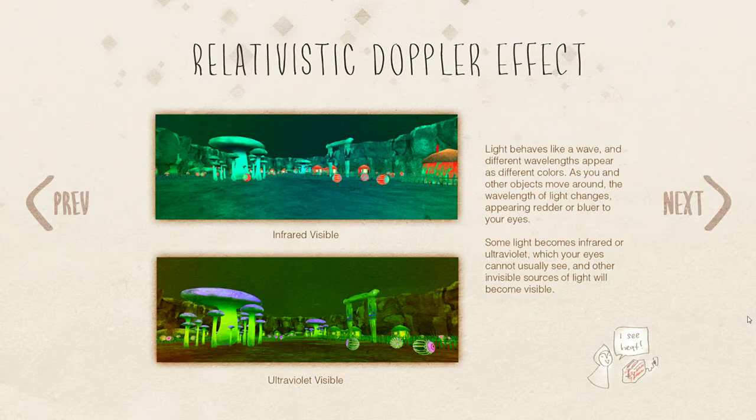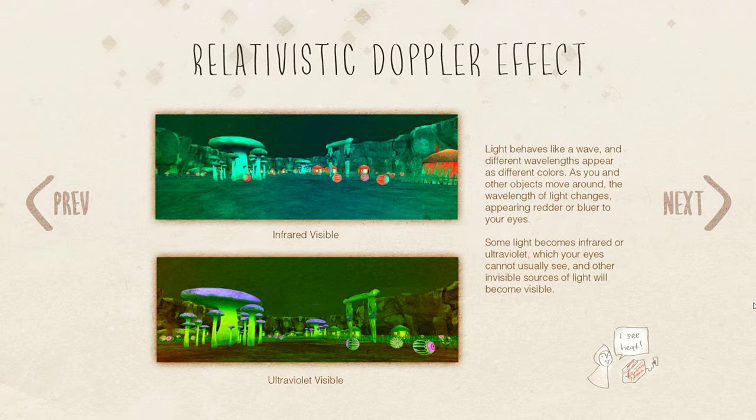Light behaves like a wave, and different wavelengths appear as different colors. As you and other objects move around, the wavelength of light changes, appearing redder or bluer to your eyes. Some light becomes infrared or ultraviolet, which your eyes cannot usually see, and other invisible sources of light will become visible. So, for example, let's say, and I'm pretty sure that the game does this, but I'm not certain.